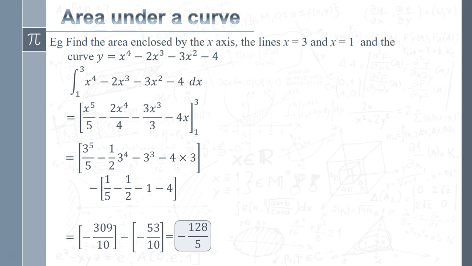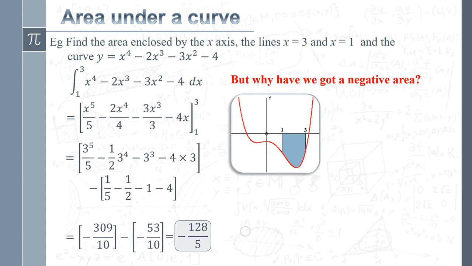At which point, hopefully, you're looking at that going, well, hang on a second, how the heck can we have a negative area? Area is not negative, that makes absolutely no sense at all. So why is this happening? What's going on? Well, let's have a little look at the sketch and see if that'll answer our question. And hopefully straight away, there's the sketch. Hopefully already you can begin to see why it's happening.